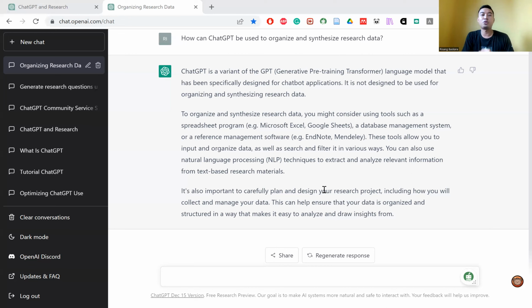It is important to note that the suggestions generated by ChatGPT are not necessarily the final approach that you will use to organize and synthesize the data. Rather, they are meant to serve as a starting point and to provide inspiration for further exploration and refinement.